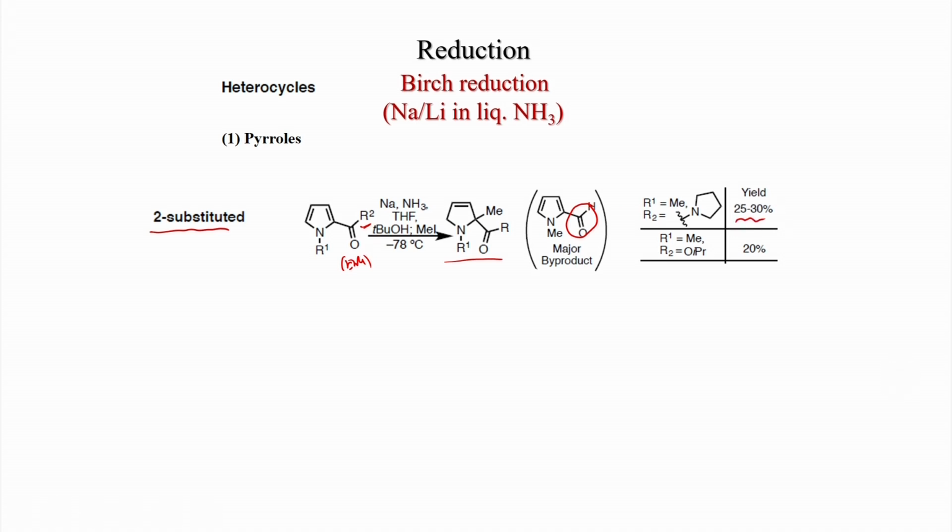And if R1 is equal to methyl and R2 is equal to O-isopropyl, so this is an amide and this is an ester, you get 20% yield of the product. So, the yield is not good.